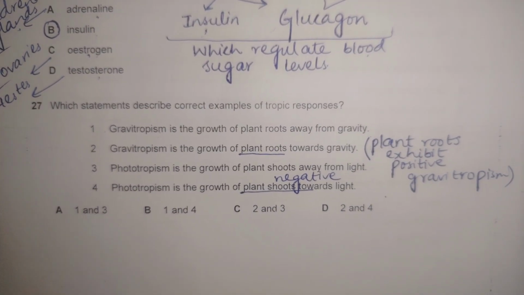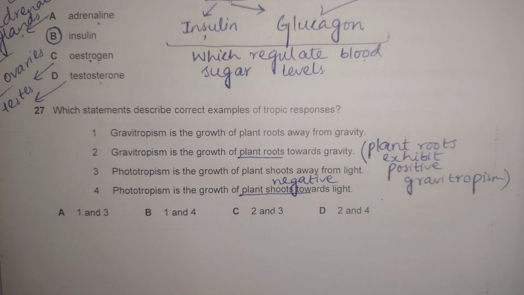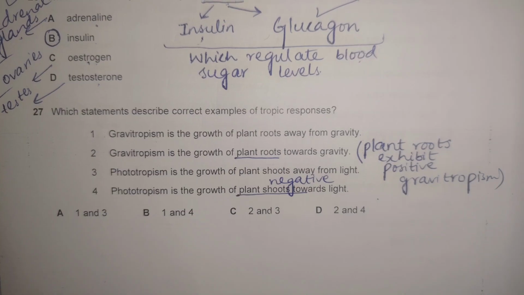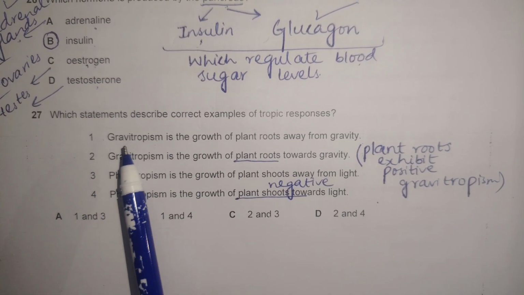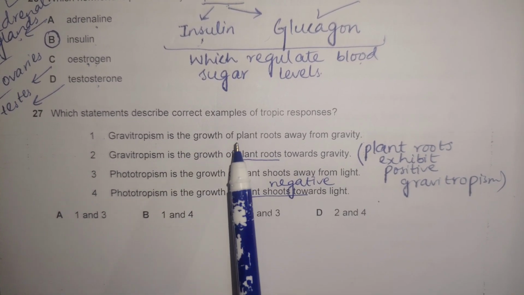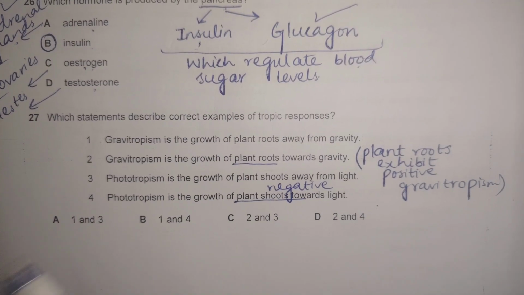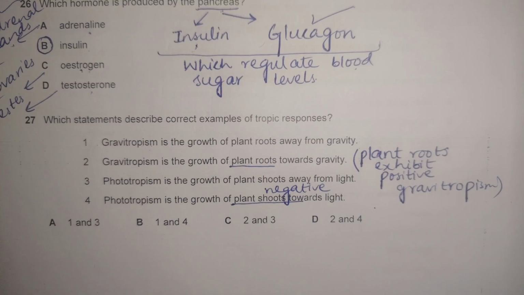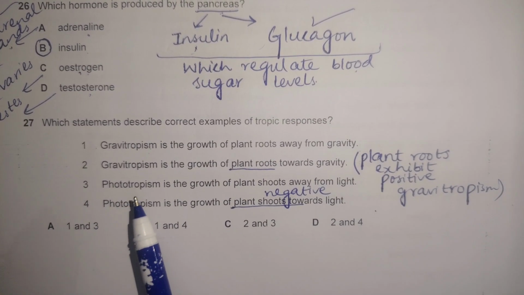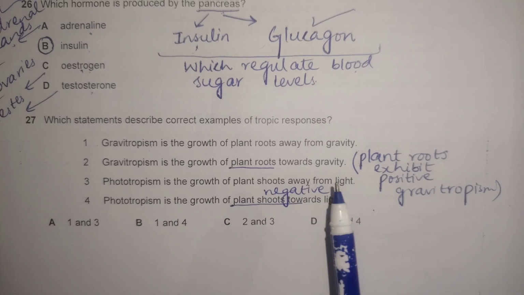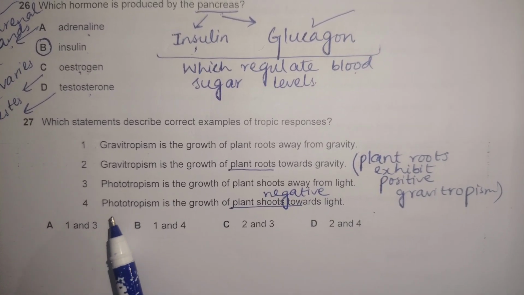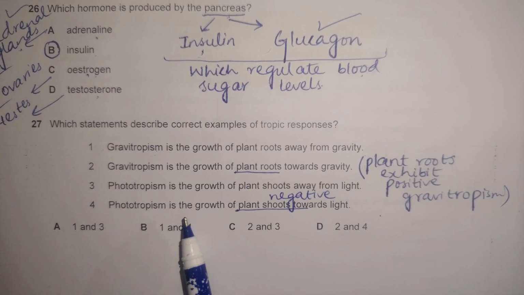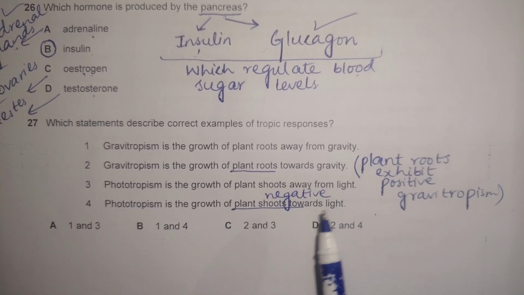So next question, question number 27 is asking you which statements describe correct examples of tropic responses? The first statement is, gravitropism is the growth of plant roots away from gravity. Second one, gravitropism is the growth of plant roots towards gravity. Third one, phototropism is the growth of plant shoots away from light. And the fourth one is phototropism is the growth of plant shoots towards light.